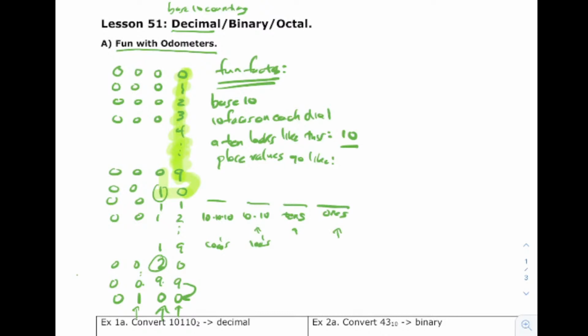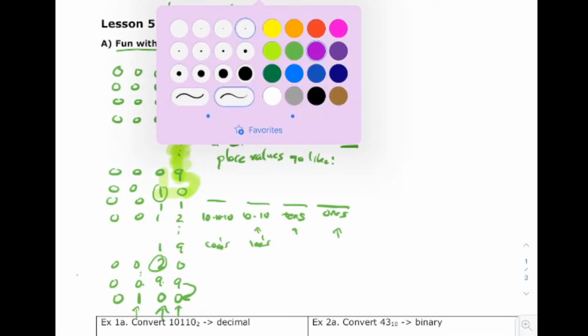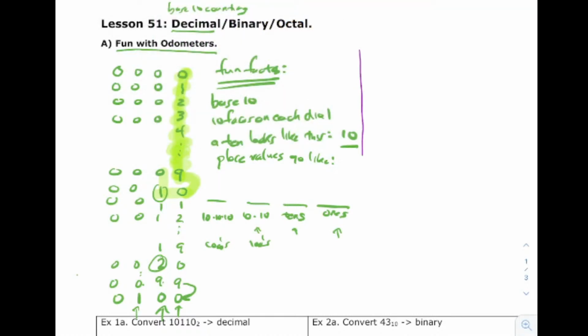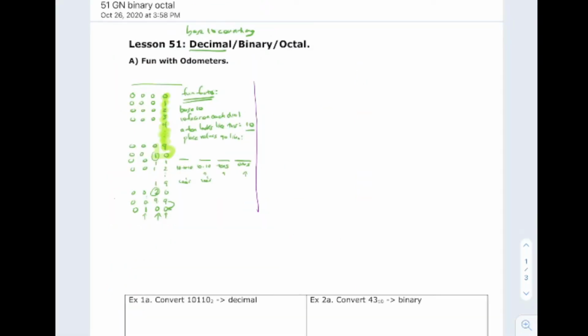So the reason I wanted to go through this is now I want to compare and contrast. And I think I might have to shrink this a little bit. Okay, so like I was saying, I wanted to do a binary odometer. Fun facts about binary. Well, it's base 2. That's what binary means, base 2.